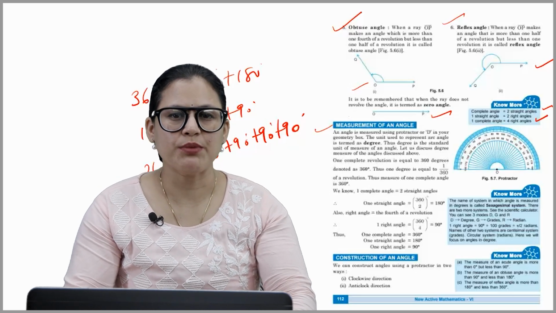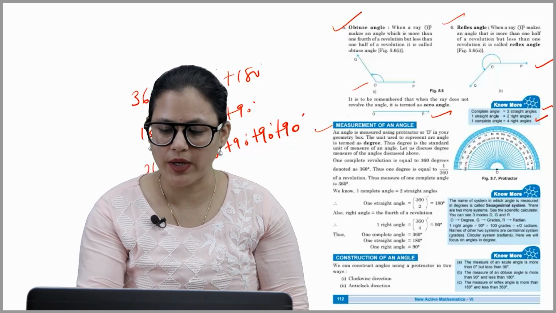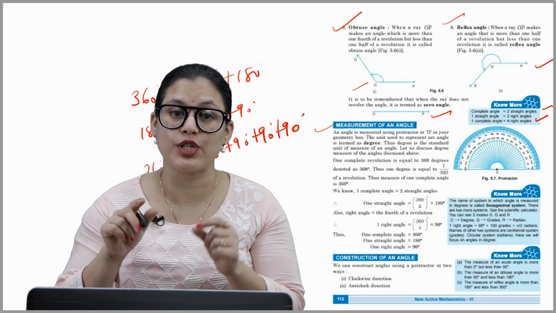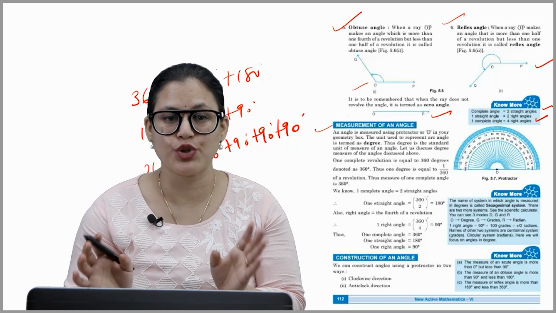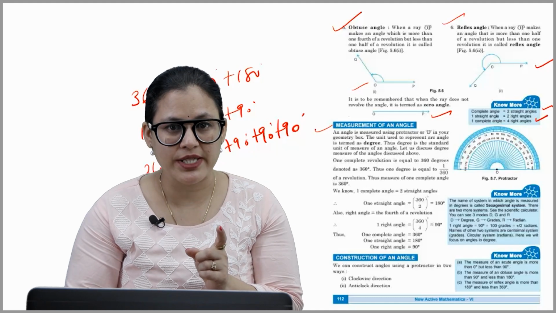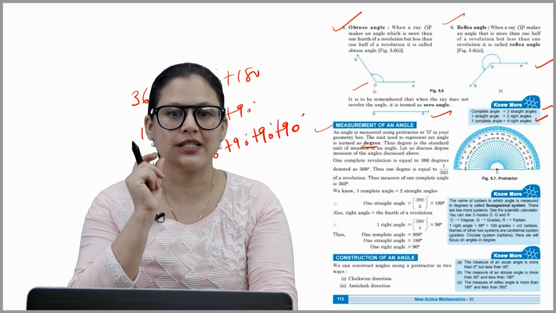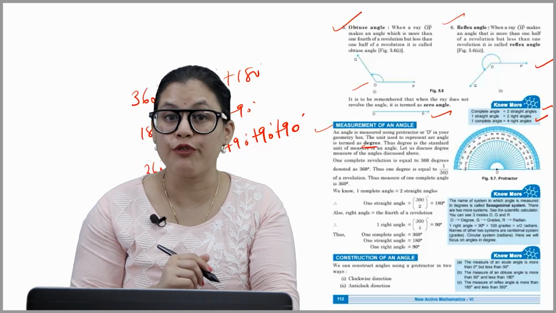An angle is measured using a protractor or D. See, this is known as protractor and its shape is like the alphabet D, so it is also called D in your geometry box. The unit used to represent an angle is termed as degree. Thus, degree is the standard unit of measure of an angle.